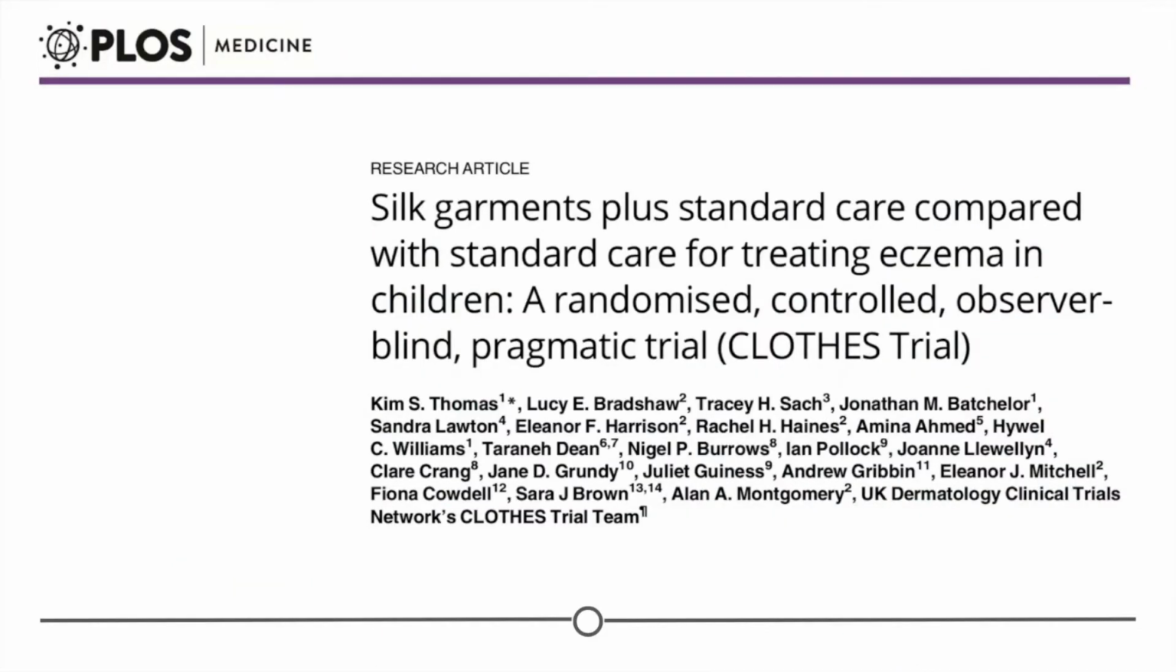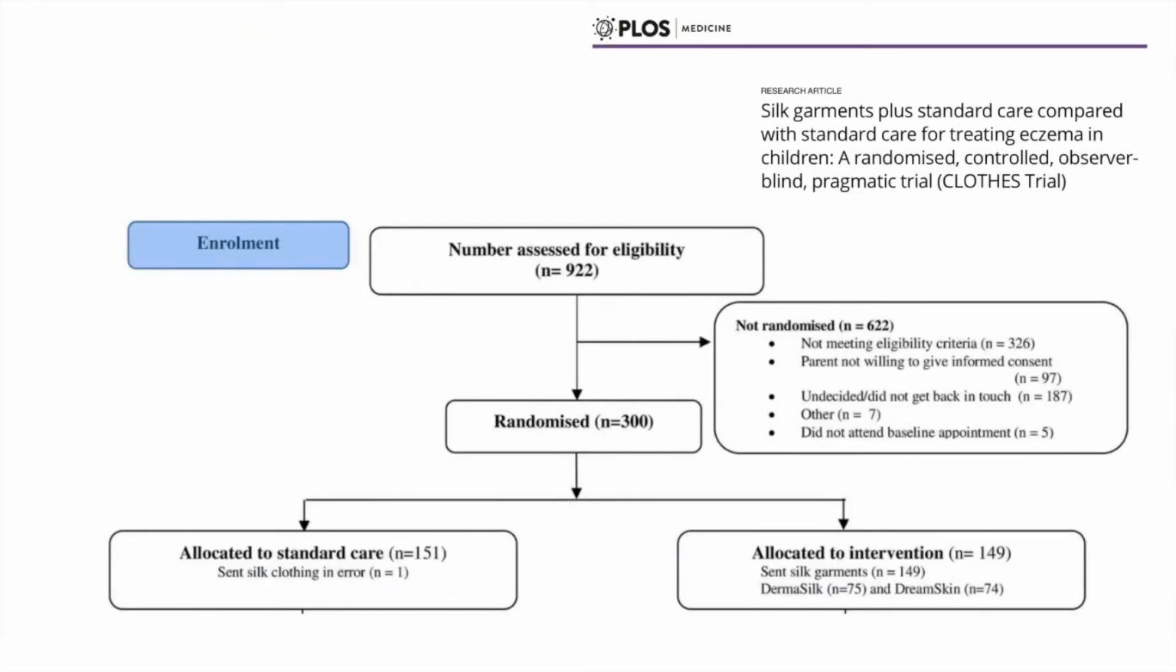Now let's examine an example from the literature. Recall the closed trial from the study design section. You can read the full article in PLOS One. This trial included a CONSORT-style flowchart, so let's step through it. In the enrollment phase, they began with the number assessed for eligibility: 922.